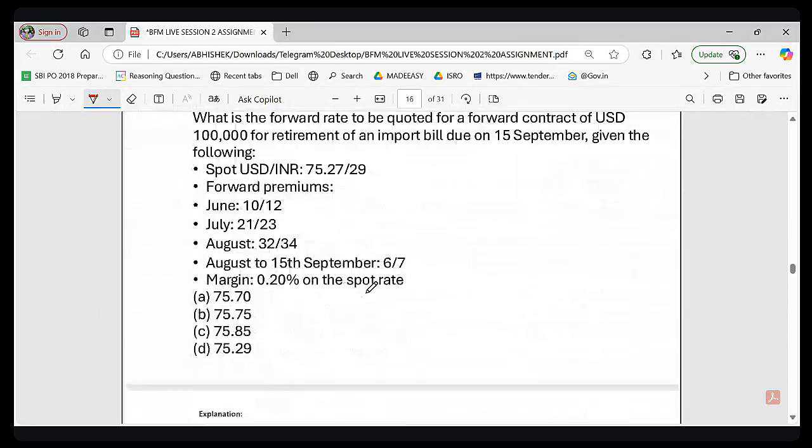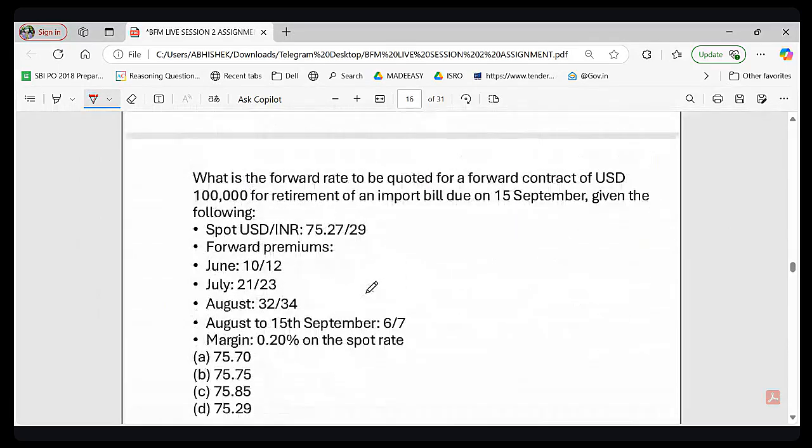नेक्स्ट क्वेश्चन है, आई थिंक दिस इज द लास्ट क्वेश्चन ऑफ टुडे सेशन. सो प्लीज ट्राई टू आंसर दिस पार्टिकुलर क्वेश्चन. The question is, what is the forward rate to be quoted for a forward contract of USD 1 lakh for retirement of an import bill due on 15 September given the following. Spot USD per INR is given 75.27/29. Forward premium for June, July and August has been given. August to 15 September is given forward premium. Margin is 0.20% on the spot rate. And options are 75.70, 75.75, 75.85, 75.29.